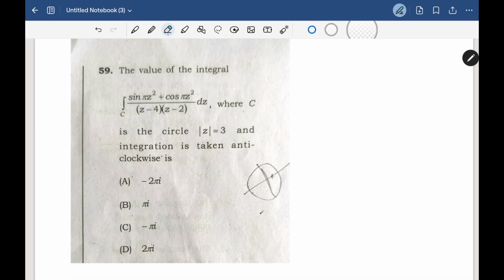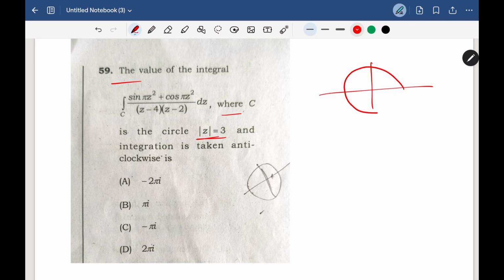So our next question is: the value of the integral where C is the circle mod z = 3. So the circle has radius 3 and center at 0, and the integration is taken anti-clockwise. So we have to find this. Now check the singularity. z = 2 is a singularity which is inside the circle, and 4 is outside the circle. So we can take f(z) as this.